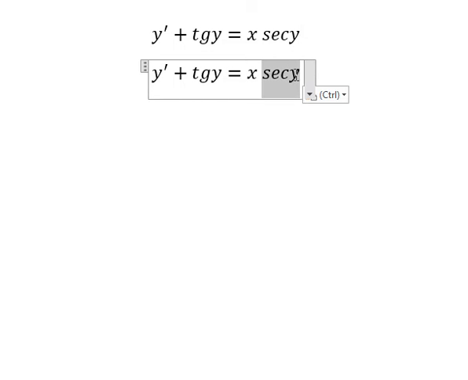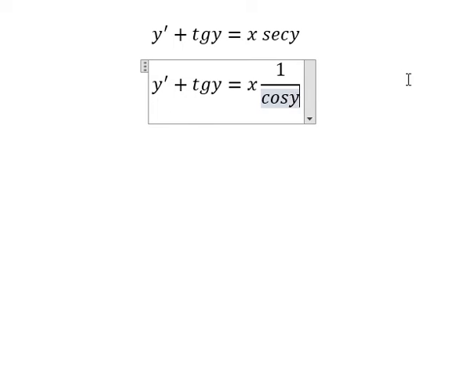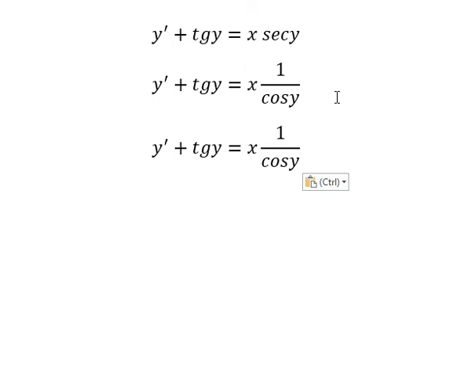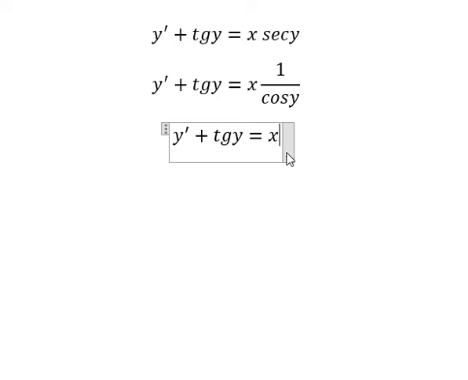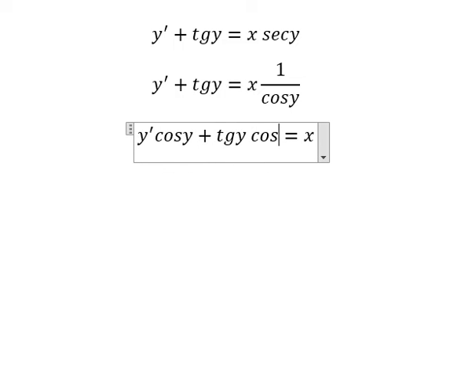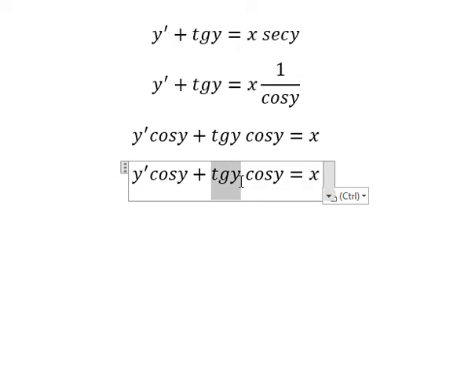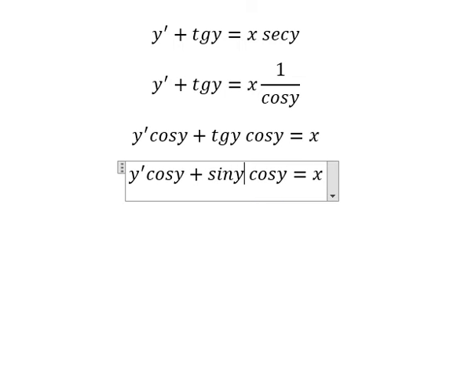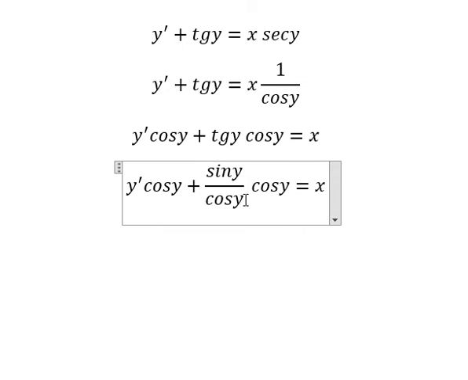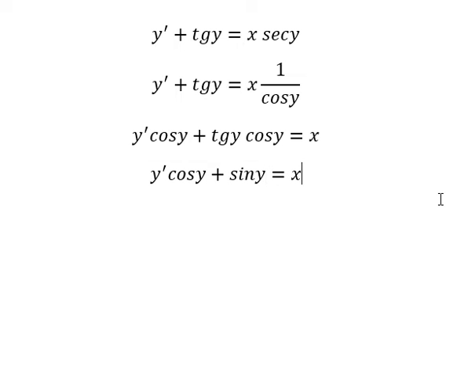We know that secant of y is 1 over cosine y. Later we multiply both sides by cosine y. Next, tan y is sine y over cosine y. Now we simplify cosine y. Next, we have sine y and the first derivative of y times cosine y.